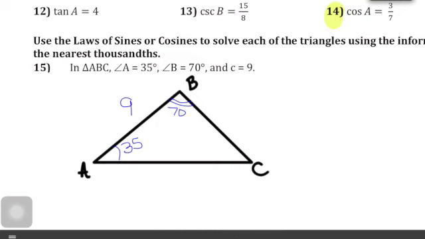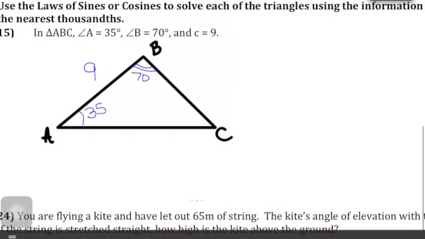So now I'm going to look at number 15. We're using the law of sines and the law of cosines here, so we'll go over the formulas in just a second. While I'm looking at this problem, the first thing I want to identify is what am I going to use, law of sines or law of cosines?